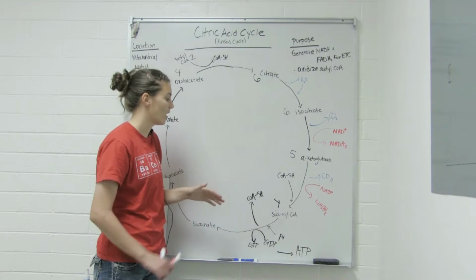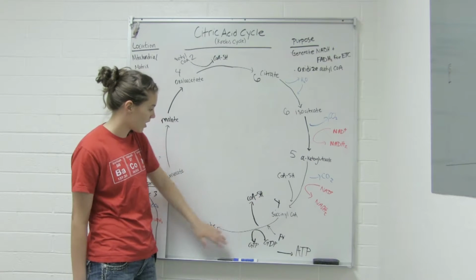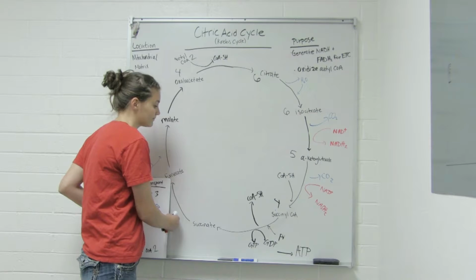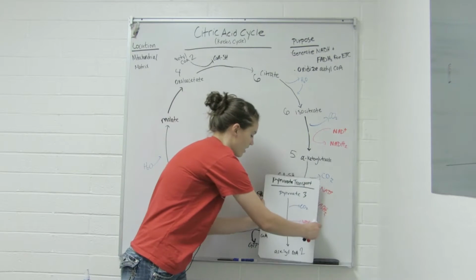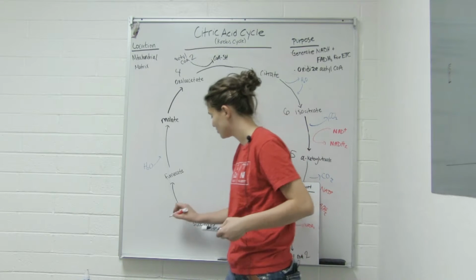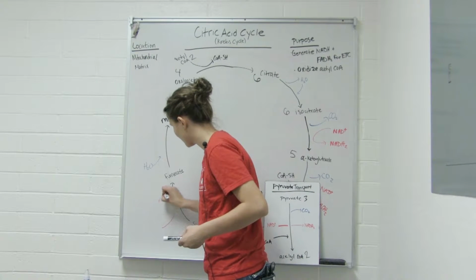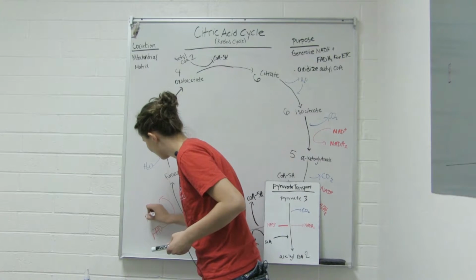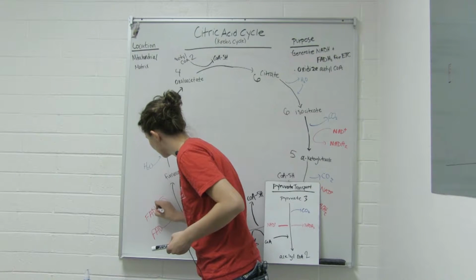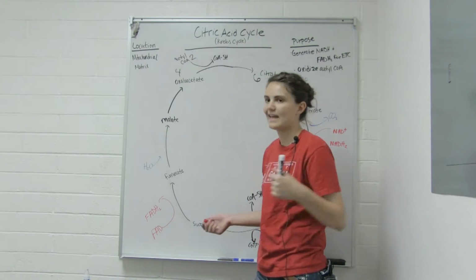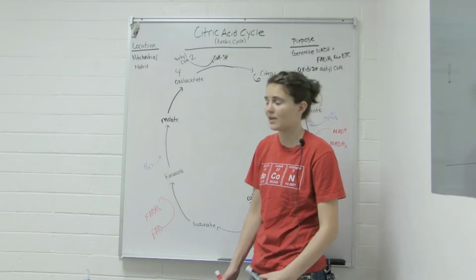We also do it in glycolysis. So now succinyl-CoA with all of this is going to become succinate. And so succinate is going to convert an FAD to an FADH2. And FAD is just another coenzyme, a lot like NAD+, it's just an electron carrier.